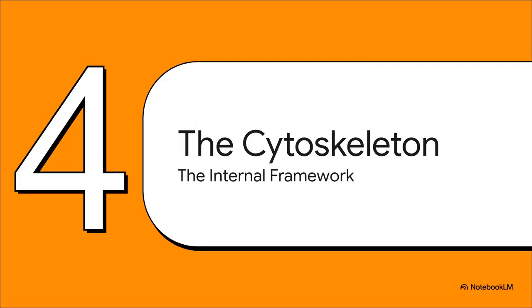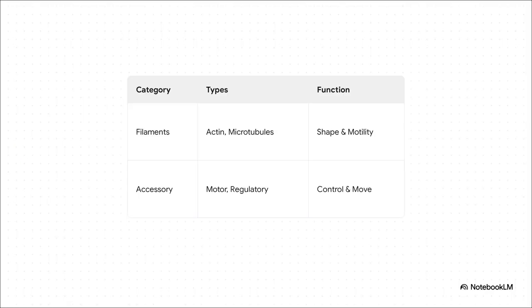Let's move on and see how this builds in part 4, the framework, or cytoskeleton. So, we've talked about the fluid, the storage, and the quality control. Now we need to look at what physically holds this entire microscopic city together. The cytoskeleton can seem overwhelmingly complex at first glance, but we can actually neatly categorize it into two main components.